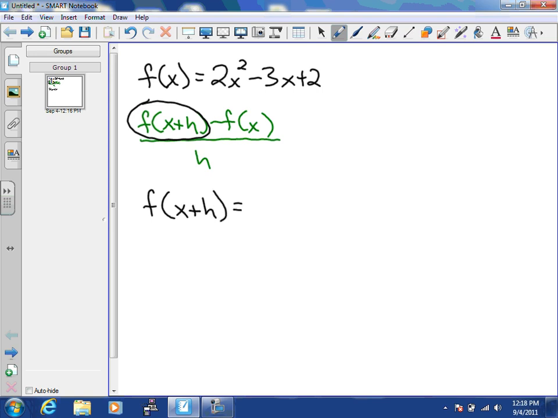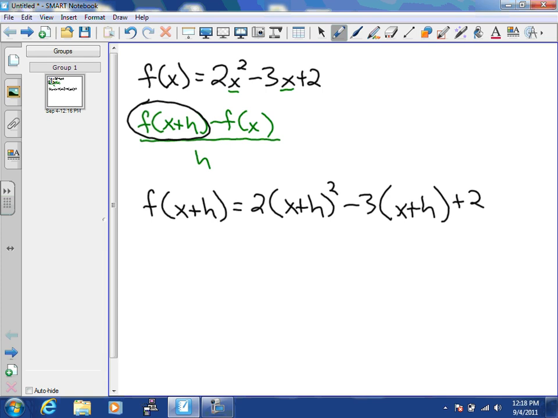What that means is we're going to take x plus h and replace x in the function, which is there and there, with x plus h. So I have 2 times x plus h, which has to get squared. That's going to be done by FOIL. That's x plus h times x plus h. So if you do that on your scratch paper, you should be able to see where I'm going with that. Minus 3 times x plus h plus 2.